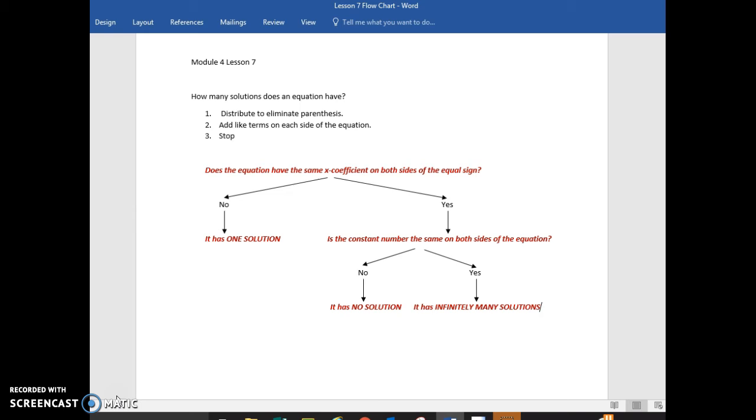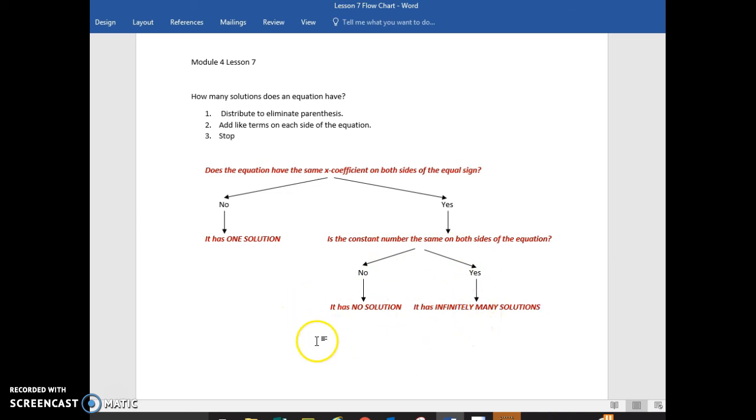So you ask yourself, does the equation have the same x coefficient on both sides of the equal sign? If you say no, you have one solution. If you say yes, then you have to decide if the constant is the same on both sides of the equation. So if the constant is not the same, then you have no solution. If the constant is the same, then you have infinitely many solutions.